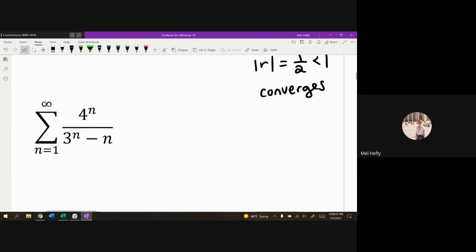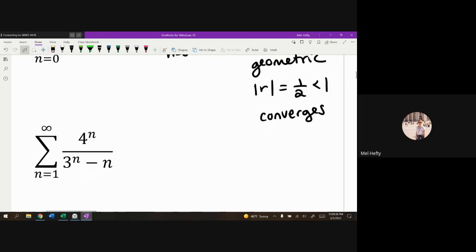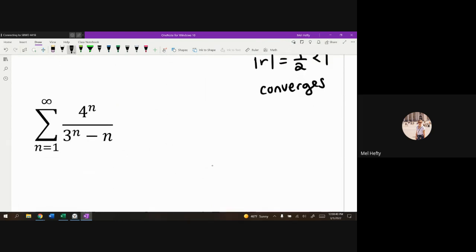All right, thinking of this, what does this one look kind of like? Nth term? Oh, we could use nth term on this one. What if we had to compare it to something? What could we kind of compare it to? This, yeah, 4 to the n over 3 to the n. Kind of looks like that one.